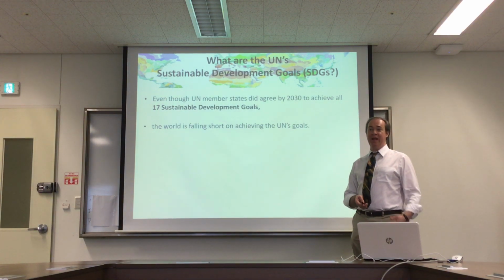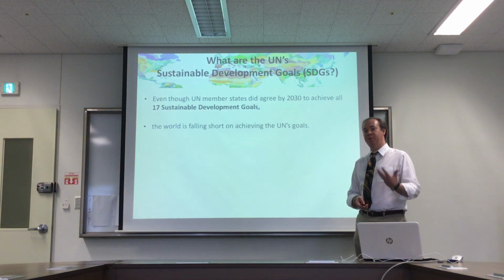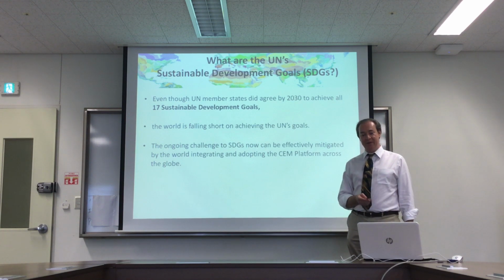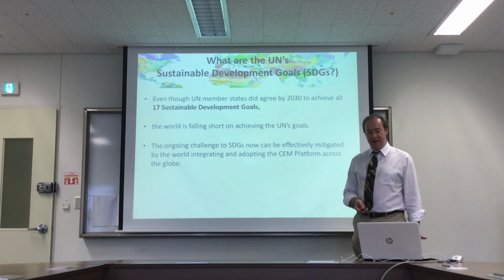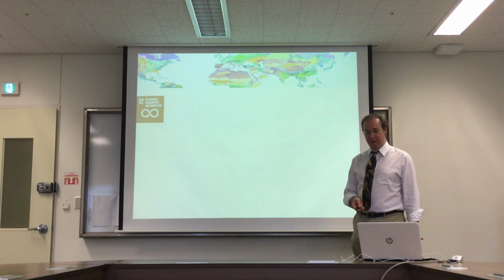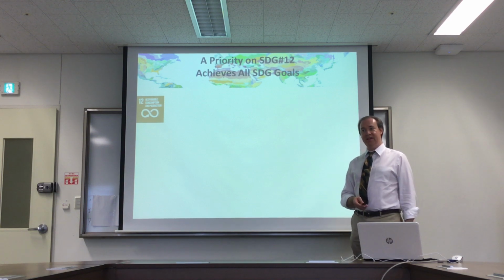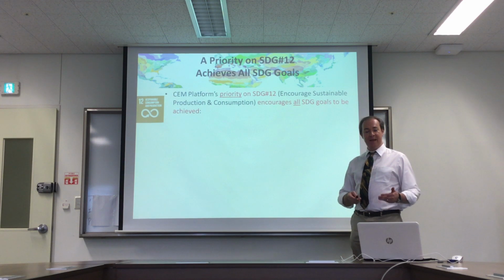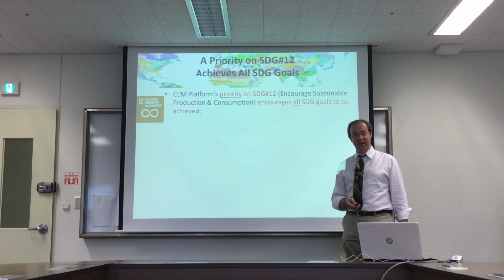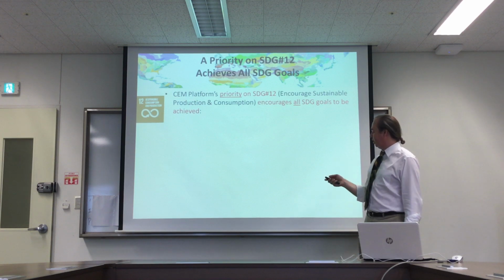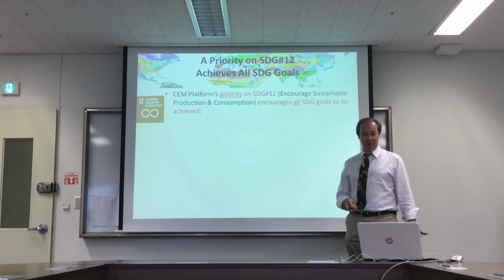So how do we do this? How do we expedite this expensive project and make it cheaper and more accessible? That's right, we use the CEM platform. The ongoing challenge to SDGs can now be effectively mitigated by the world integrating and adopting the CEM platform across the globe. A priority on SDG 12, I argue, achieves all SDG goals, and the CEM platform does this. The CEM platform's priority on SDG 12, which is encourage sustainable production and consumption, encourages all SDG goals to be achieved. And that's a big claim, and how do I support that?